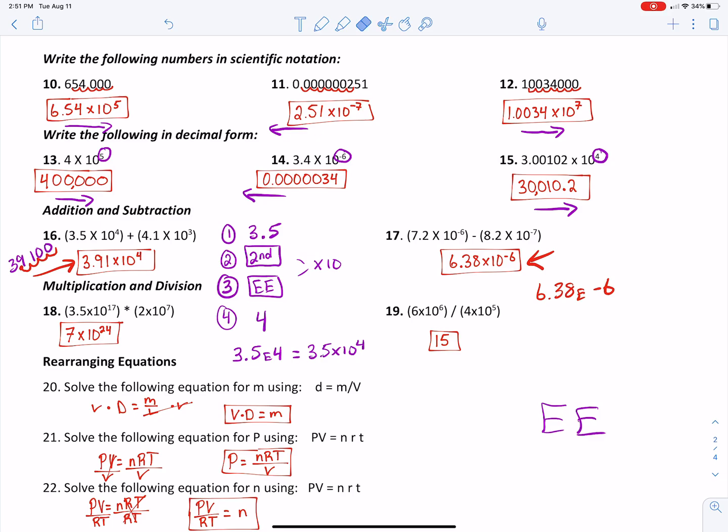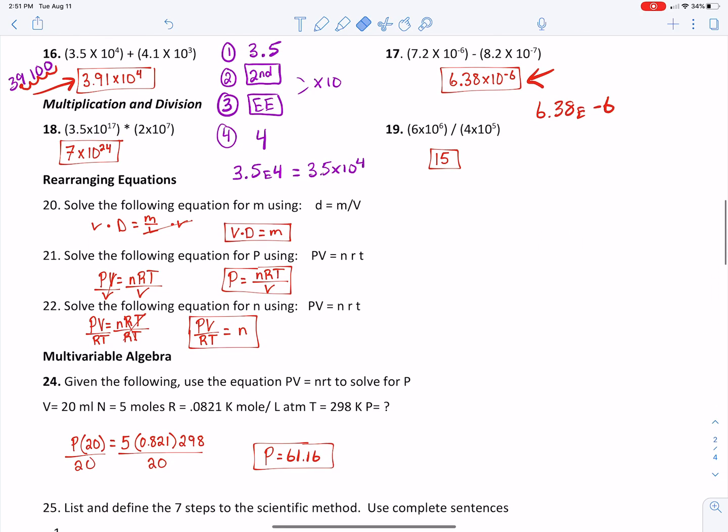All right? Moving forward to rearranging these equations, let's walk through this first equation right here. This is the same thing as me writing D equals M over V. D is density, M is mass, V is volume in this equation. We'll just say D, M, and V. It says to solve the equation for M. So that means that we don't know what M is.